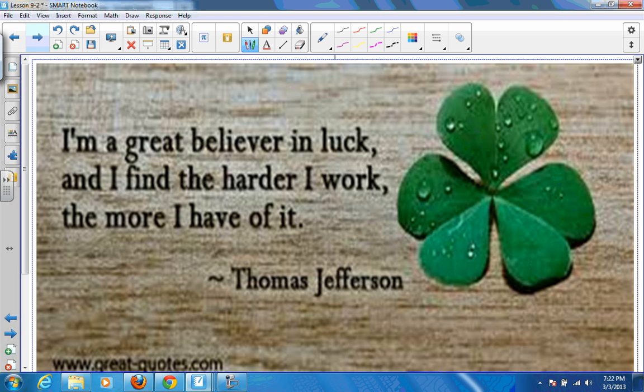And I'm just going to leave you with this. Thomas Jefferson once said, I'm a great believer in luck, all right, luck. And he said that I find that the harder I work, the more I have of it.